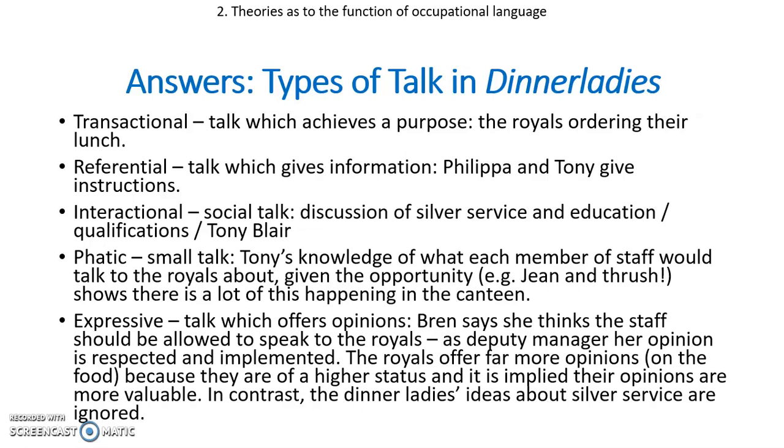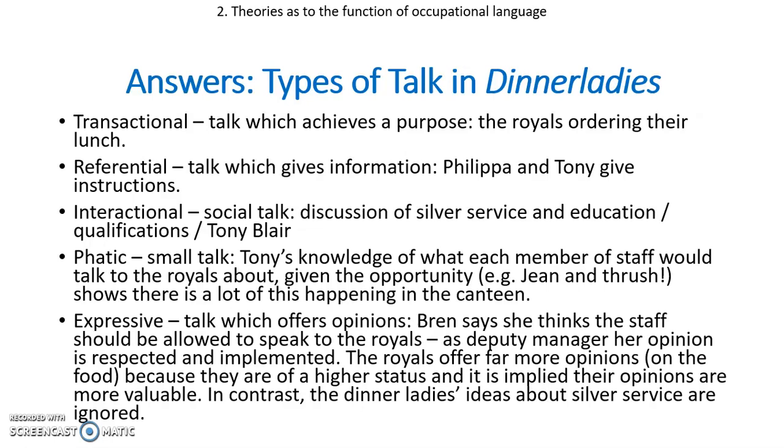Interactional is social talk. So basically this is stuff that's not to do with work. So any talk of silver service or Tony Blair, for example. Phatic is small talk. I would argue that you can't actually see any examples of it in those 2 clips, but there's evidence that it's clearly happening all the time because Tony knows exactly what each member of staff would talk to the royals about. So he knows that Jean will talk about thrush at any available opportunity. That tells me there's a lot of small talk going on in this canteen.